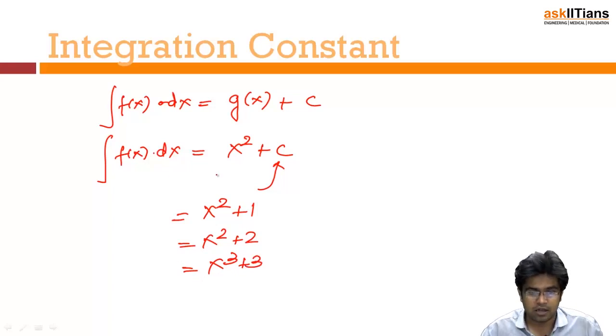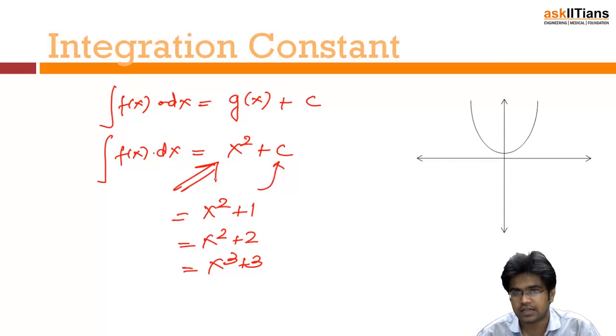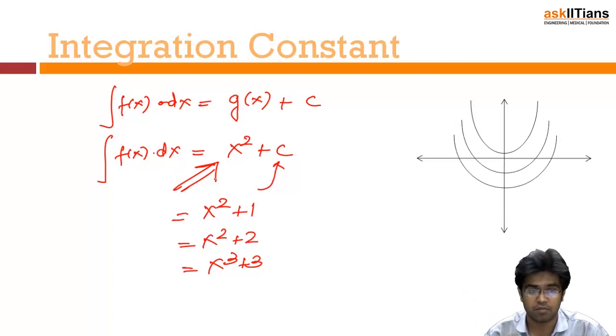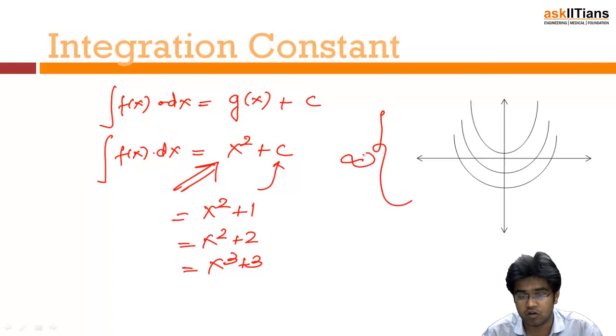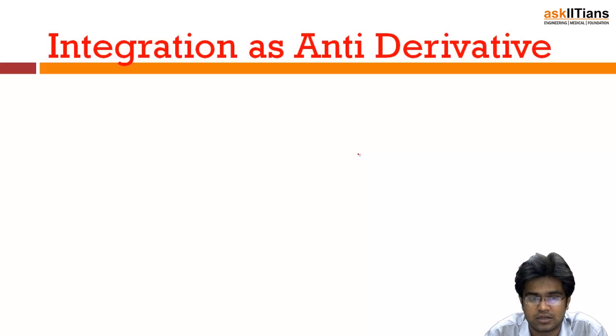That means the curve we have got is actually a variable curve. It represents a family of curves like this. If there is an x square, then depending upon the value of the constant, it can be any of these three curves, or any of the infinite curves in the family of curves. So with this integration constant, we are referring to a family of curves. But why is there an integration constant? This answer is given by integration as an antiderivative.